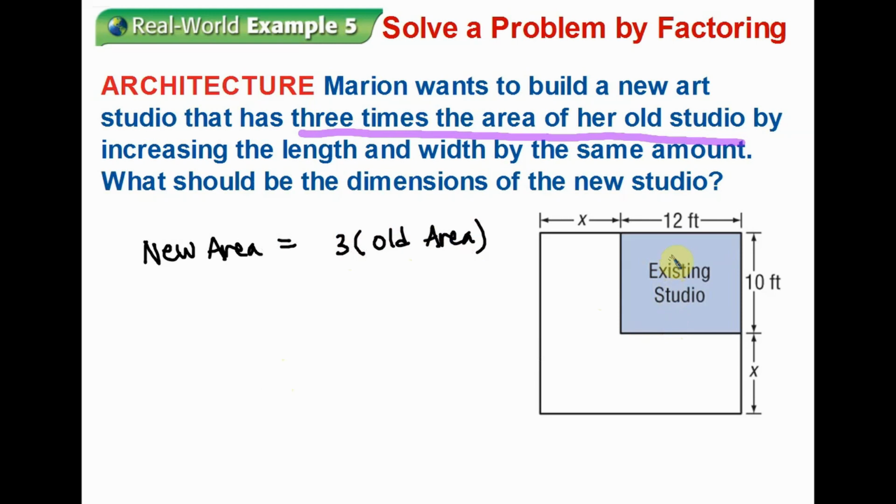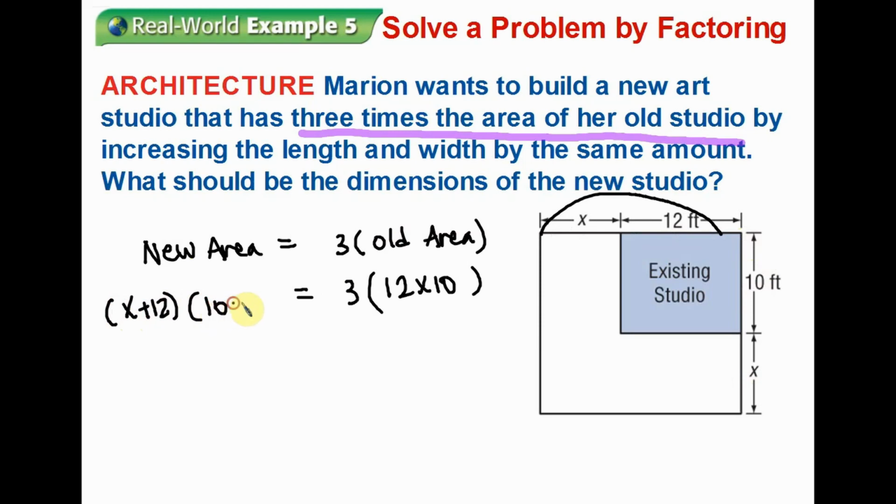By looking at the picture, the old area is right here. It's 12 by 10. In order to find the area of a rectangle, you'll be multiplying the length and width. In this case, 12 times 10 will be your old area. And keep in mind, the 3 comes down in here. In order to find the new area, you are looking for the whole length right here. So this whole length can be found by adding x plus 12. The new area is when you have x plus 12, and you're going to multiply this with your width, in this case, 10 plus x.